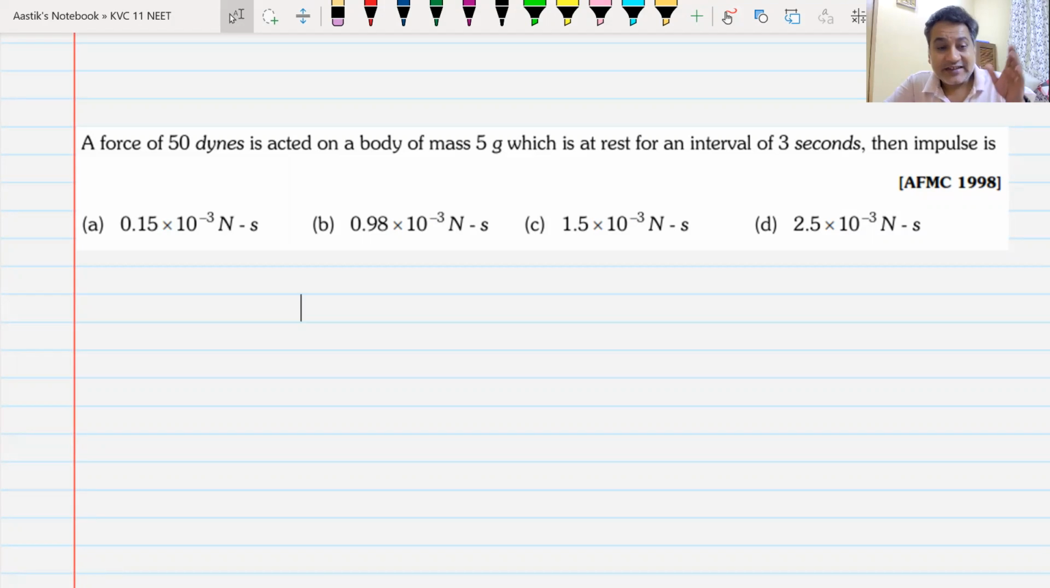A force of 50 dynes. Dyne is the CGS unit, remember. A force of 50 dynes acts on a body of mass 5 grams, which is at rest, for an interval of 3 seconds. What is the impulse? You have 2 minutes to do this.